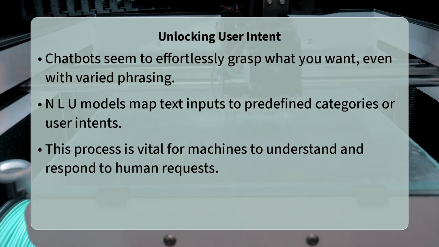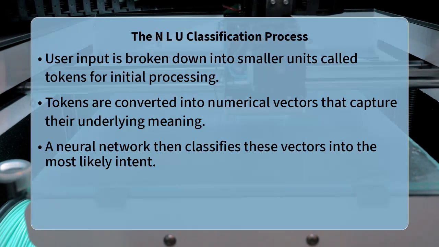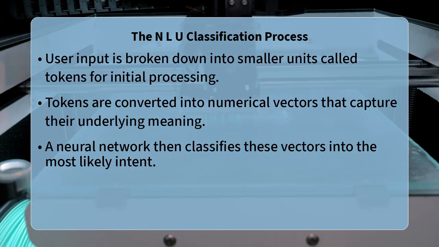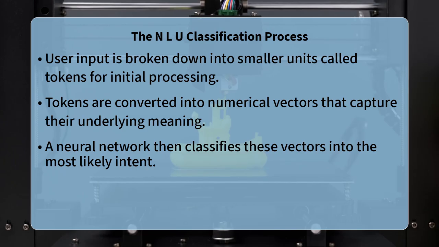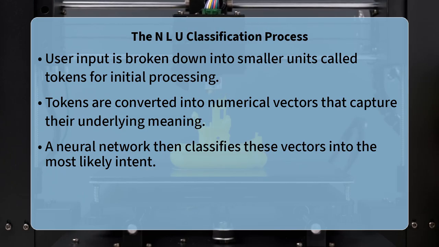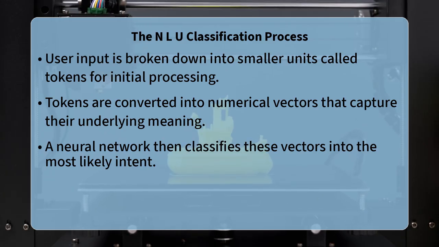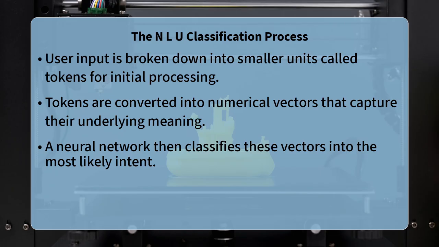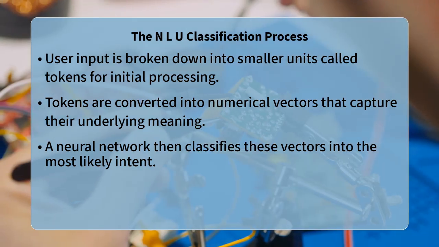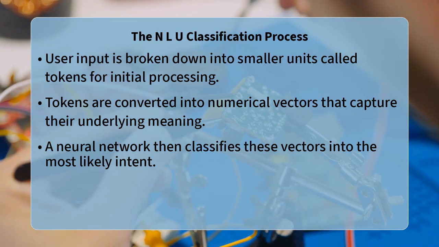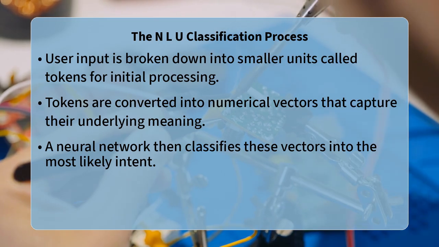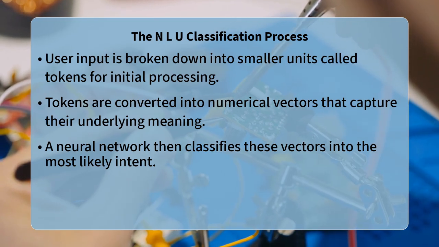The process begins with breaking down the user's input, like a sentence, into smaller meaningful units, such as words or subwords, a step called tokenization. These tokens are then converted into numerical vectors, known as embeddings, which capture their semantic meaning. Early methods used simpler embeddings like word2vec or GloVe, but modern approaches often leverage contextual embeddings generated by sophisticated transformer models like BERT or GPT.